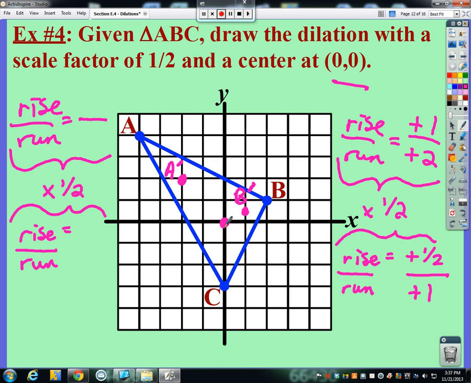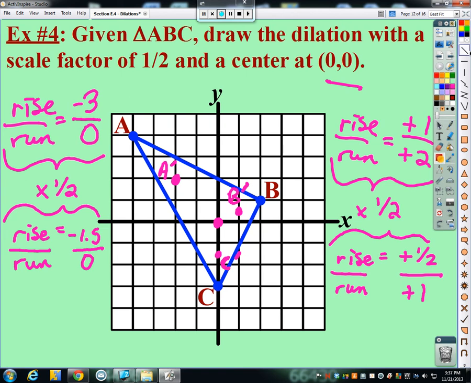So C, if I look at my rise and run, I would rise technically down 3 and run nothing. So my slope would be negative 3 over 0. Okay, so now multiply it by 1/2. 1/2 of negative 3 would be negative 3/2, or negative 1.5. And 1/2 of 0 is, well, still 0. So if I rise negative 1.5, that means I'm going down 1.5 and then I run nothing. So I'm right here. So this is the point that's halfway between the center and C. And so there's C prime.